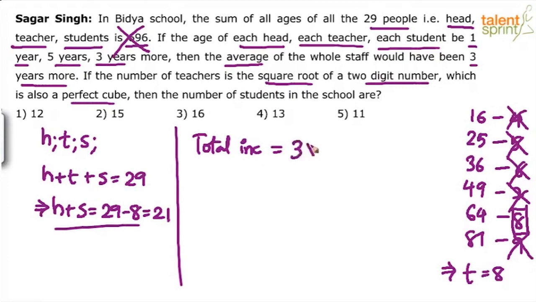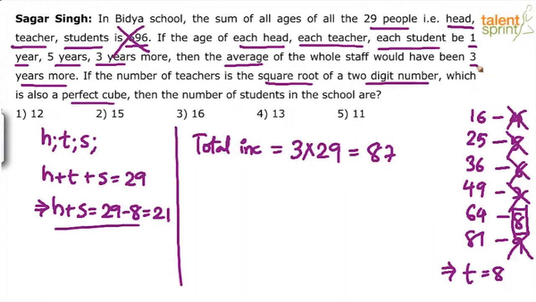The average increases by 3 years for 29 people. So can I say the total increment is 87 years? Yes. Are you able to follow? The total increment that has happened is 87 years. Why has this happened? Because each head's age increased by 1 year, each teacher's age increased by 5 years, each student's age increased by 3 years. So the total increment that came up was 87.